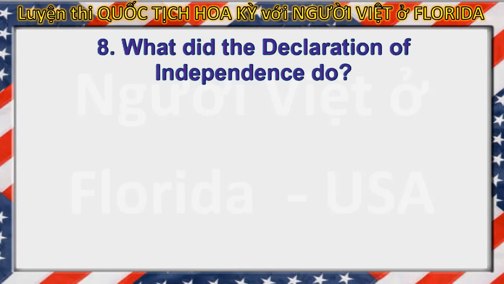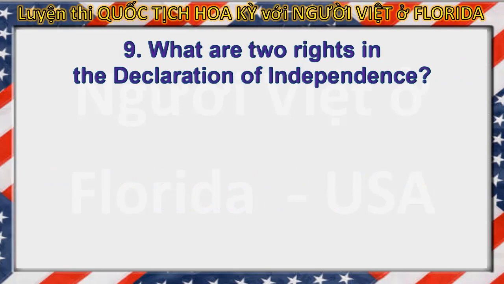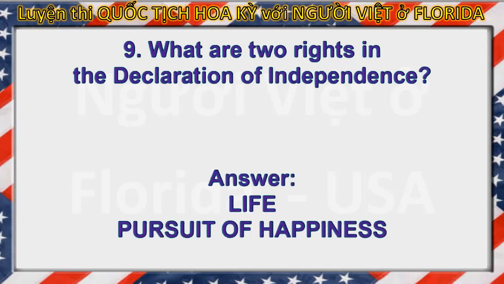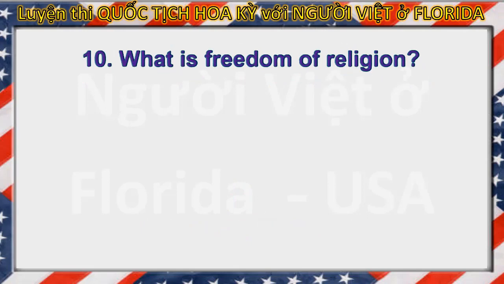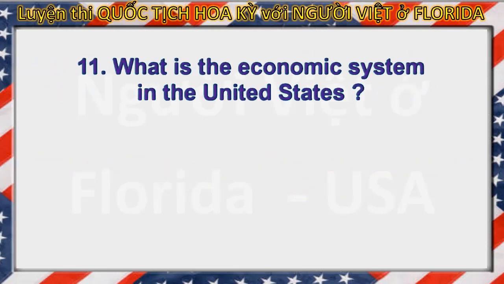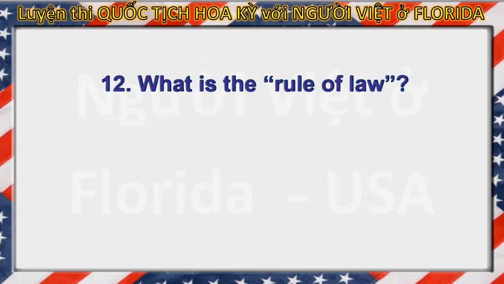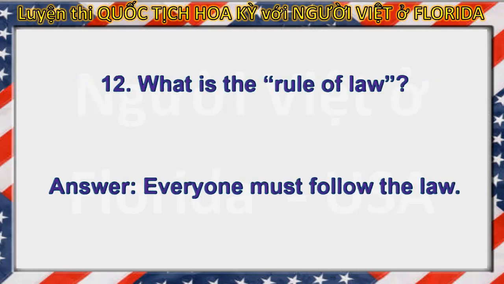What did the Declaration of Independence do? Announced our independence from Great Britain. What are 2 rights in the Declaration of Independence? Life, pursuit of happiness. What is freedom of religion? You can practice any religion or not practice a religion. What is the economic system in the United States? Market economy. What is the rule of law? Everyone must follow the law.